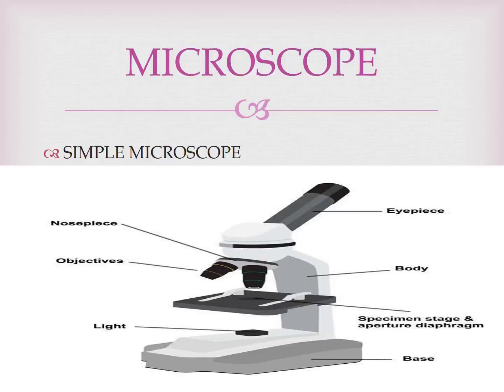See the picture: there is an eyepiece, a nose piece, objectives, body, light, and base. So the simple microscope has a convex lens of short focal length. It is held near the eye to get the enlarged image of the object.